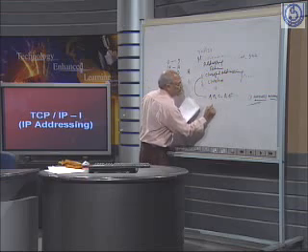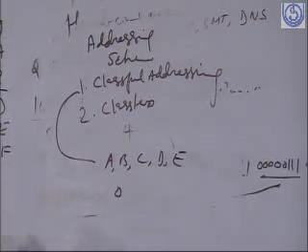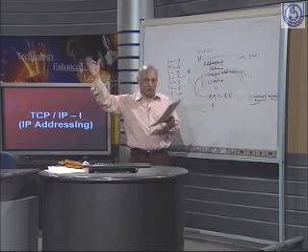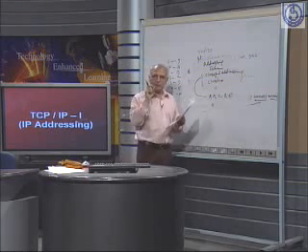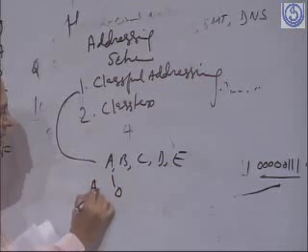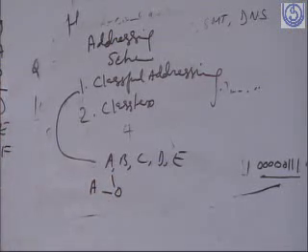Class A, the first bit should be 0. You have bytes: first byte, second byte, third byte, fourth byte. So in the first byte, if the first bit is 0, it is a class A. So I will just write: class A, the first bit is 0.